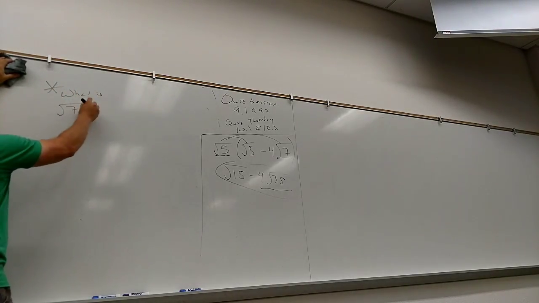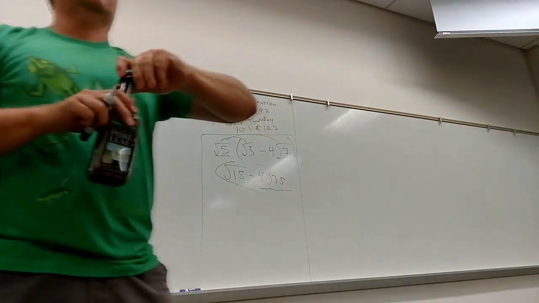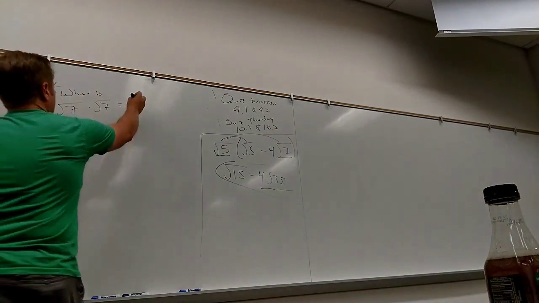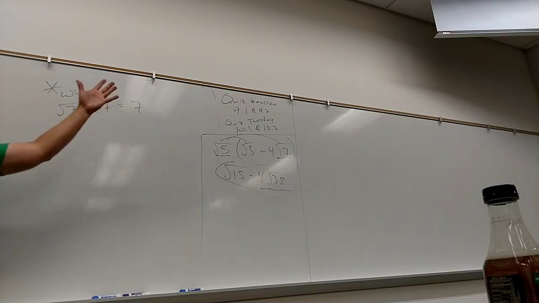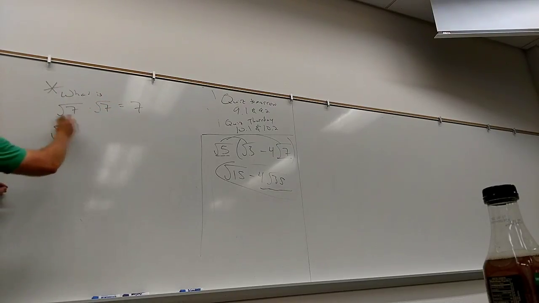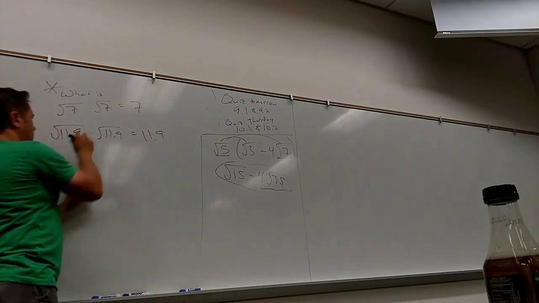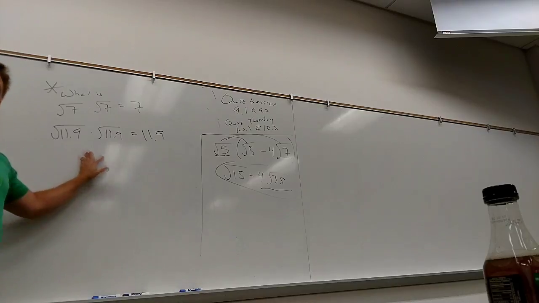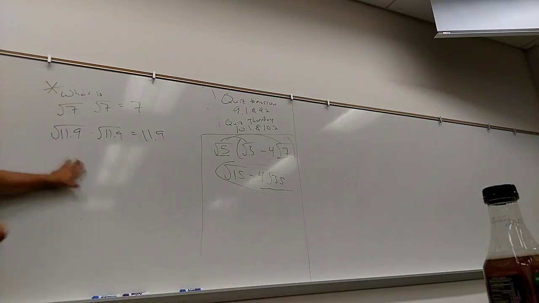What is the square root of 7 times the square root of 7? Square root of 49, which is 7. So did I even have to say the square root of 49? No. Isn't this half of 7 times half of 7, which should make a whole 7? Do you guys see that? So what's the square root of 11.9 times the square root of 11.9? It's 11.9. Don't waste time on 11.9 times 11.9 and then taking the square root of that. Half of that times half of that makes a whole. So what about this one then?